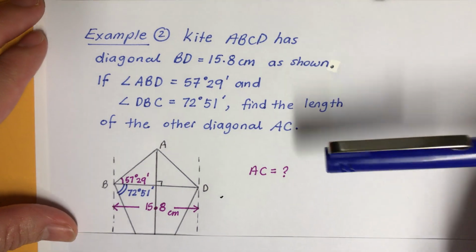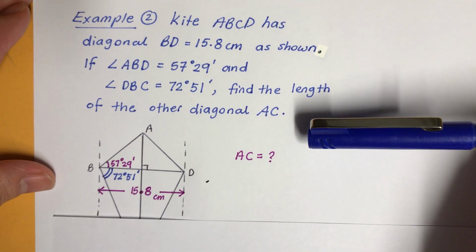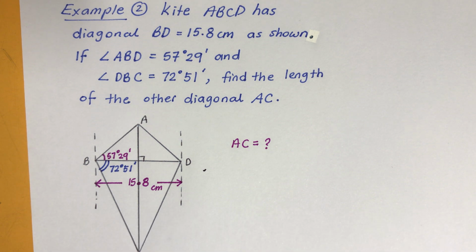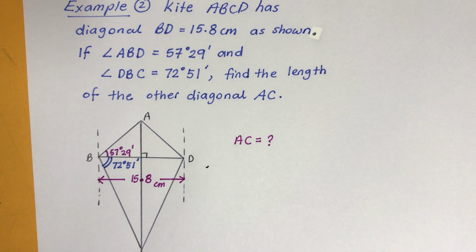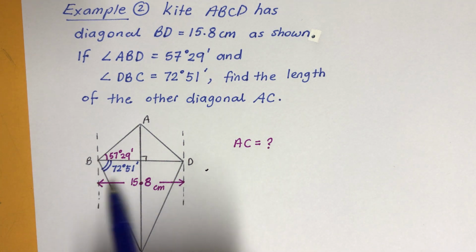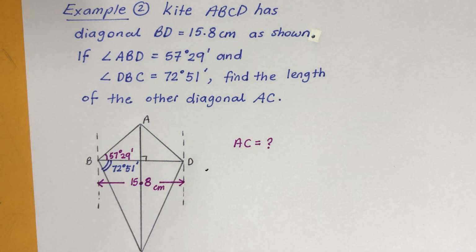Okay, this time we're using a kite. So let's have a look. Let's see if I can show you the whole thing roughly. Okay, example 2, kite ABCD has diagonal BD equals 15.8. So BD is 15.8 centimeters as shown.